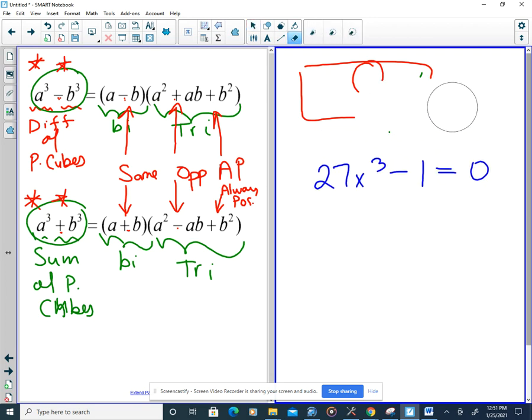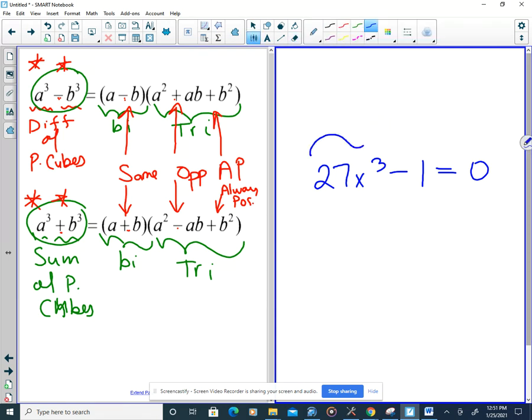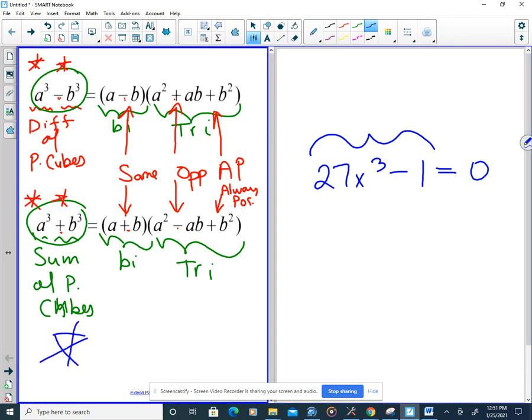So here's what we're going to do. What we're going to do is we're going to factor this side. We're going to factor 27x cubed minus 1. How we're going to factor it? We're going to use this. All right, we're using these. What do we got here? We got a difference of perfect cubes.